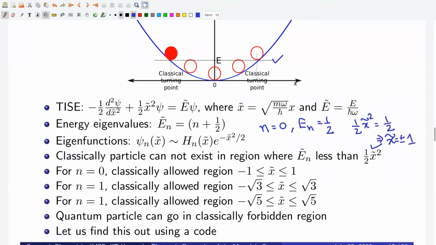Similarly, we can get the classically allowed region for excited states. For example, for n equal to 1, the classically allowed region is from minus square root of 3 to plus square root of 3. And for n equal to 2, the classically allowed region is from minus square root of 5 to plus square root of 5. So, if we think classically, then the particle cannot go beyond these points. However, a quantum particle can go into the classically forbidden region. Let us find this out using a code.